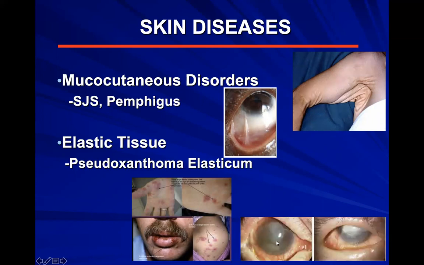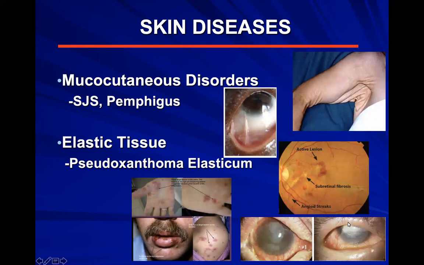And then it will cause corneal opacity, and then it will cause complete adhesions of the lid to the cornea, which ultimately causes blindness. And then it also causes fundal findings, whether it's active lesions in the macula. Remember, we talked about the macula, the center of your vision, subretinal fibroses, and angioid streaks.